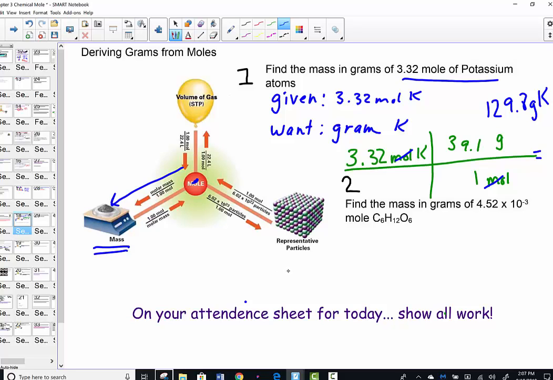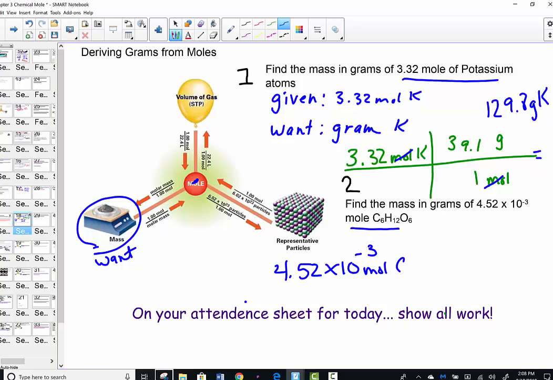In our second problem, we're still being asked to solve for grams, so I still want to know a mass, and the unit that I'm given is the mole. 4.52 times 10 to the negative 3 moles of glucose. I can set up a conversion factor that will cancel the word mole and bring me to the gram.